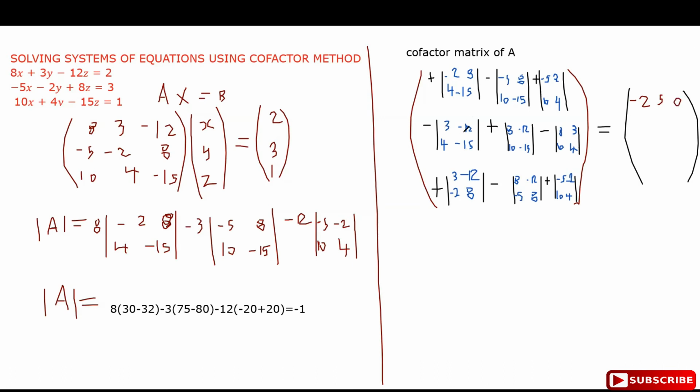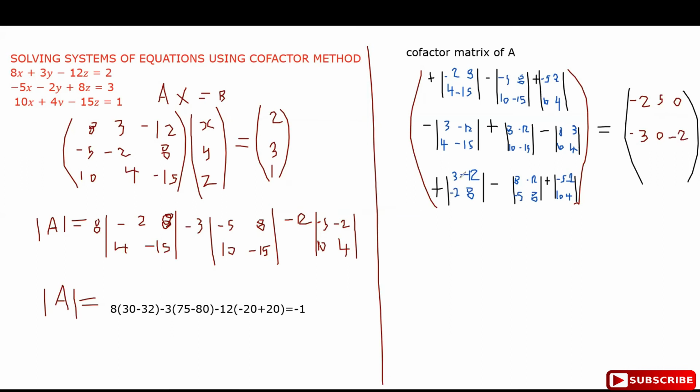Then we work out this part now. It's going to be 3 times minus 15 plus minus 4 times minus 12. You get 3, but then because of the minus, it becomes minus 3. Then you do this part now, you have 8 times minus 15 minus 10 times minus 12. You get 0. Then this last one, you have 8 times 4 minus 10 times 3. But then because of the minus sign, you put minus 2.